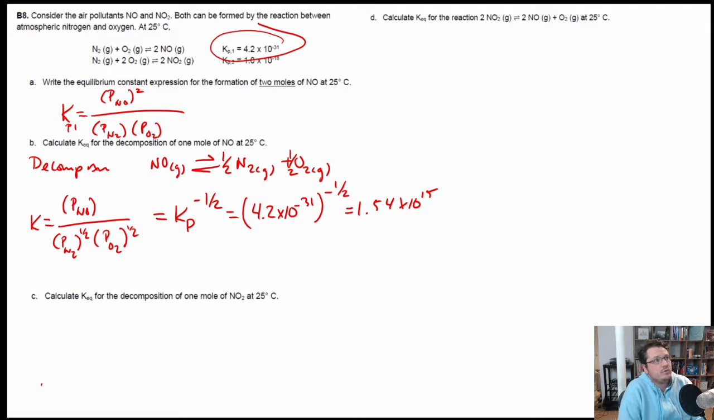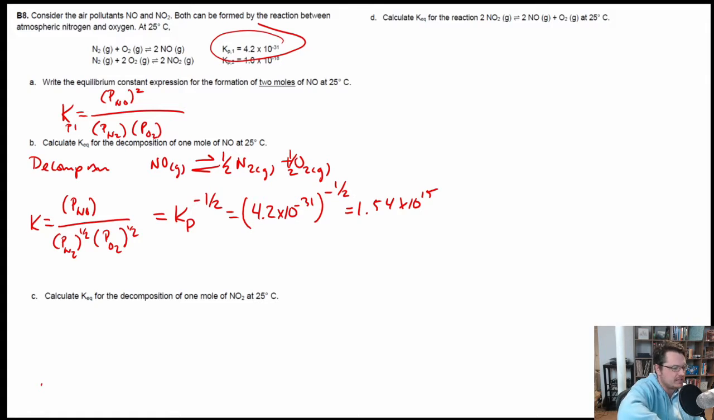That's the relationship: if you know the K in one direction, you can easily figure out the K in the other direction by simply taking the inverse of it, so to the power of -1. If the coefficients change, all you have to do is make sure you alter how they're reflected in the exponent of the K value.